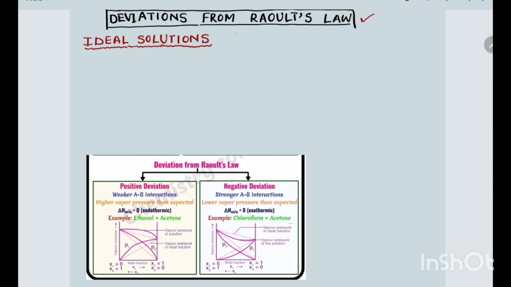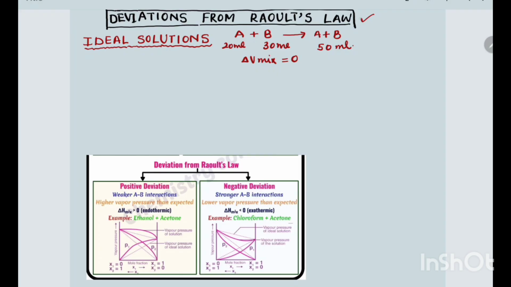An ideal solution is a solution which is made from two components. Suppose you have 20 ml of component A and 30 ml of component B, and the resulting solution, which is prepared by mixing A and B, we expect should contain 50 ml overall. That means there is no change in the volume. Delta V mixing is equal to 0.